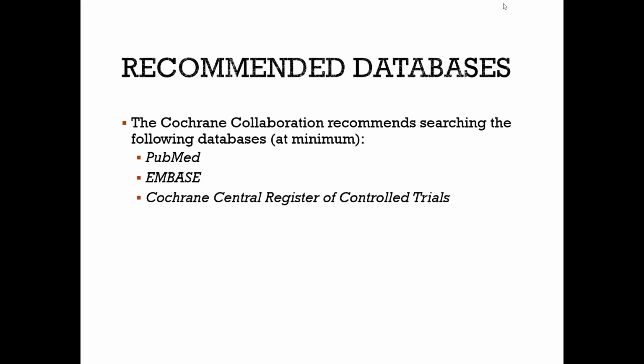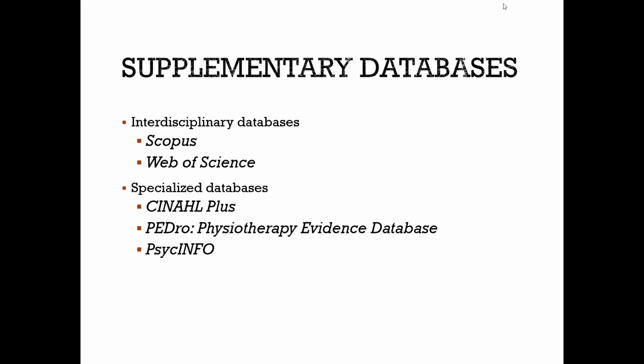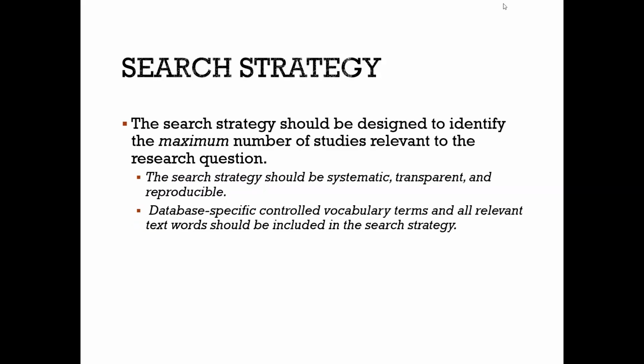So recommended databases, like I mentioned, are PubMed, Embase, Cochrane. These are the common database searches that you do in a systematic review. Next, supplementary databases. Interdisciplinary databases: Scopus, Web of Science. Specialized databases: CINAHL, PEDro, PsycInfo. These are some of the other specialized databases, so you can search your studies in these databases as well.